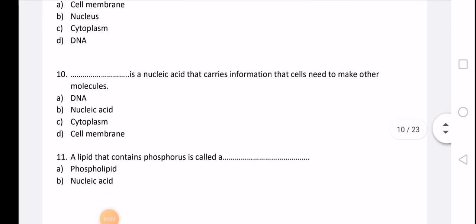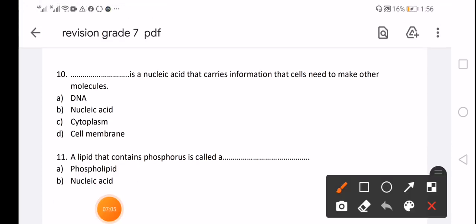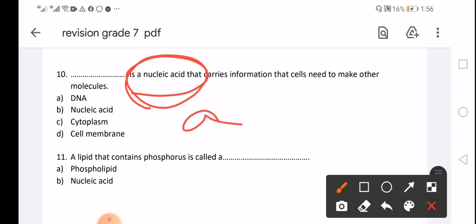DNA is a nucleic acid that carries the information the cell needs to make other molecules. A nucleic acid carries all the information about the cell and cell processes, like DNA. Phospholipids are lipids that contain phosphorus.